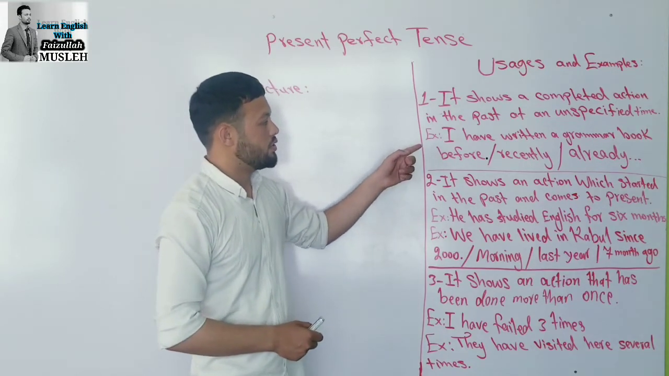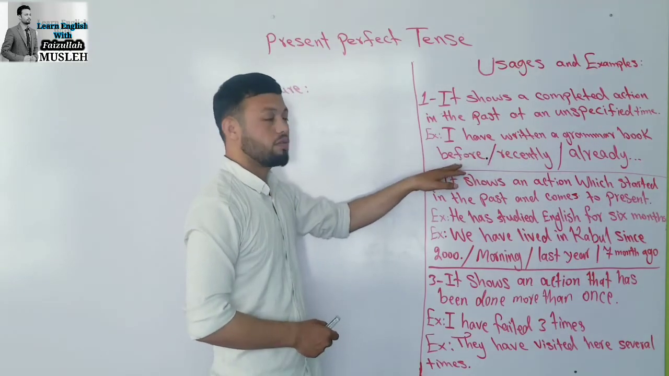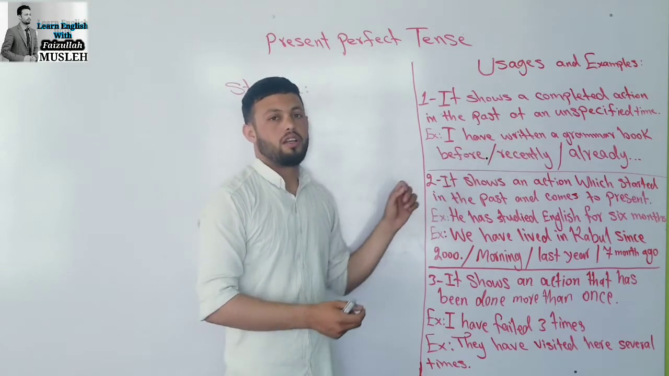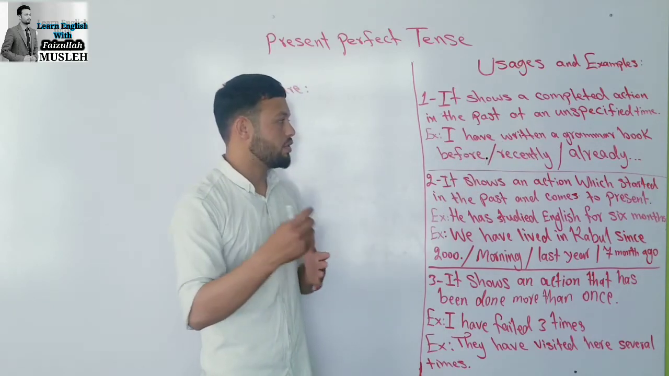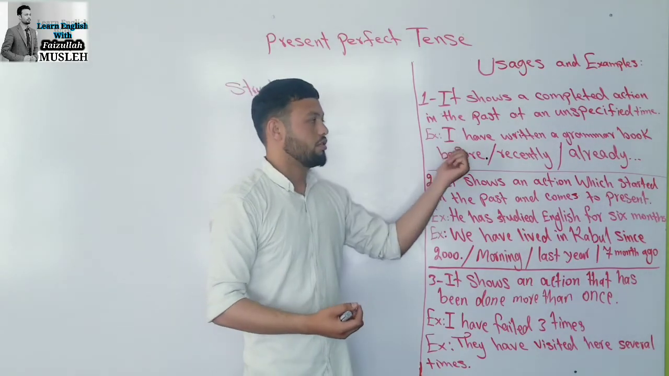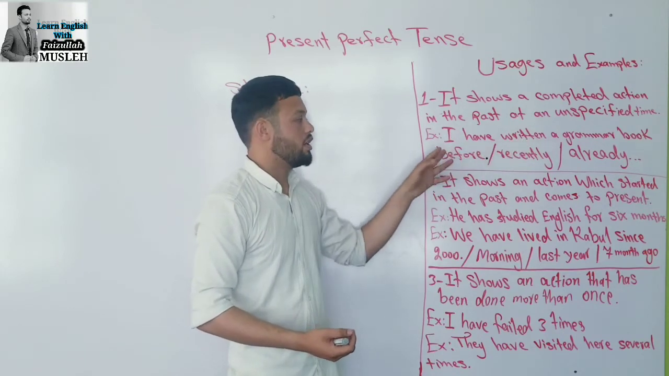And here is, I have written a grammar book. We can use that verb of time like before. Okay, if I say I have written a grammar book before, it means I've been writing a lot of English books, so I don't remember when I wrote my grammar book. So I say before.